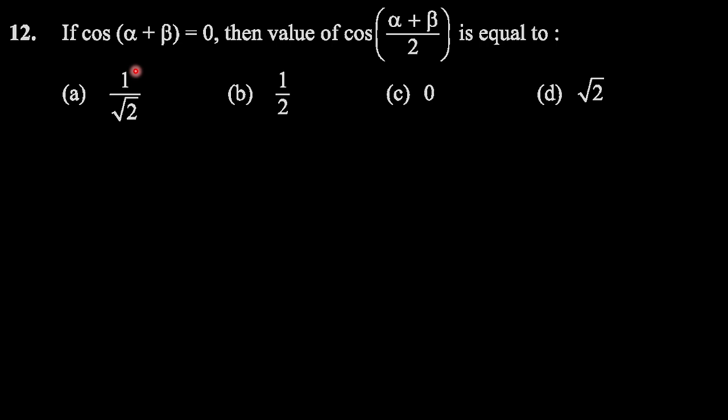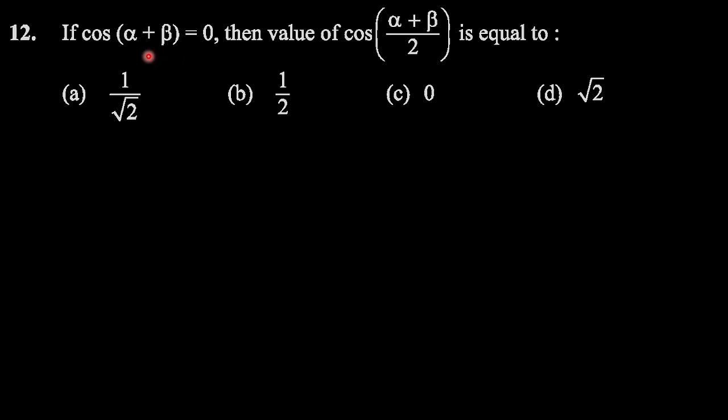Next class, when you come to the next class, please learn everything in this chapter, trigonometry. Learn all formulas. Cos of alpha plus beta is equal to 0. Find the value of cos of alpha plus beta all divided by 2. Avin, do you know how to do this? Avin? No idea. Amira, do you have any idea? Amira? No idea.